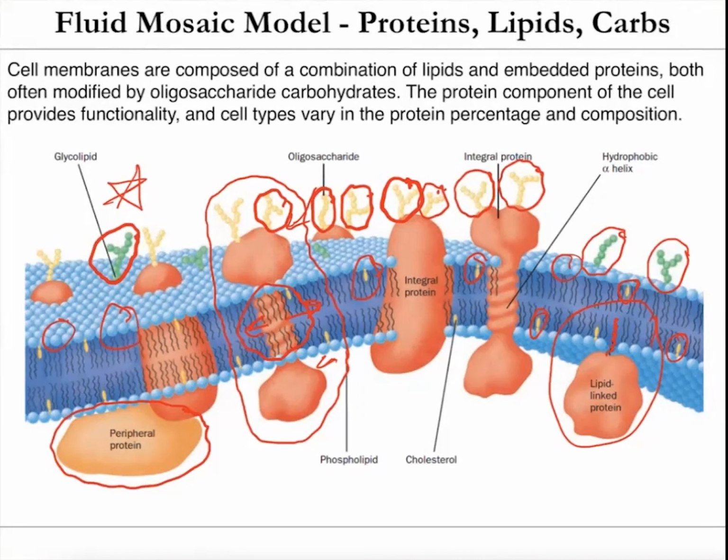So if it's a liver cell, it's going to have certain proteins in the membrane. If it's a neuron, it's going to have different proteins in the membrane. If it's a cardiac heart cell, it's going to have different proteins. And then the percentage can change as well. So most plasma membranes in most of the cells of your body, like your basic liver cells, are about 50% protein.